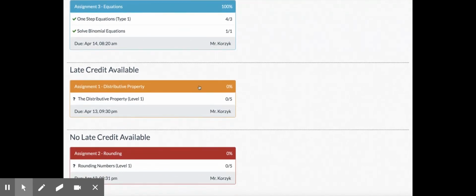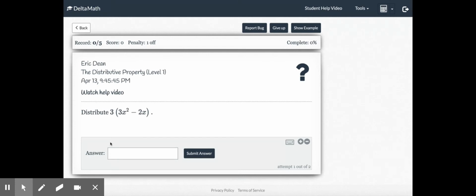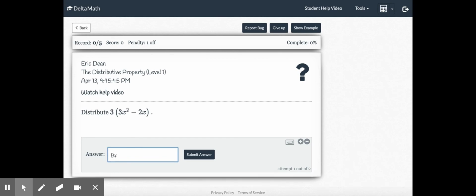Now, I do want to talk a little bit about late credit. So this assignment, we did not do it. It was due before now, but our teacher has decided to give us some late credit on the assignment. So if I do a problem correct, now this is the distributive property, 3 times 3x squared is 9x. Now you could press Shift 6 on your keyboard and then do the exponent, 9x squared, and then press to the right to get out of the exponent, minus 6x.